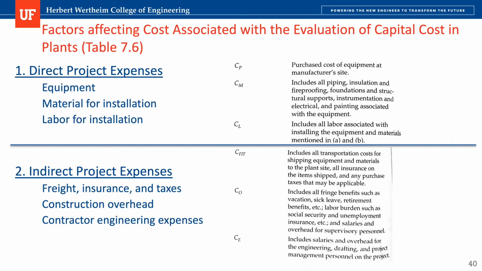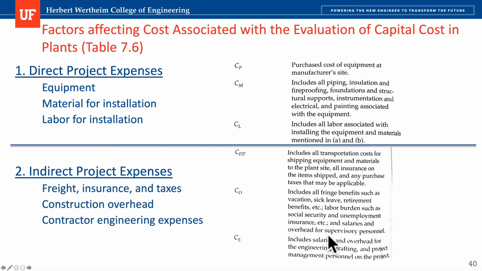The indirect project expenses include freight, insurance, and taxes, which are basically all transportation costs for shipping equipment and materials to the plant site, all insurance on the items shipped, and any purchase taxes that may be applicable. Construction overhead includes all fringe benefits such as vacations, sick leave, retirement benefits, labor burden such as social security, unemployment insurance, and salaries and overhead for supervisory personnel. Contractor engineering expenses include salaries and overhead for engineering, drafting, and project management personnel on the project.